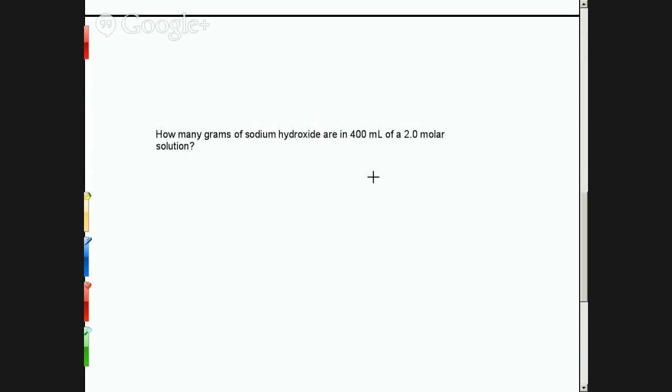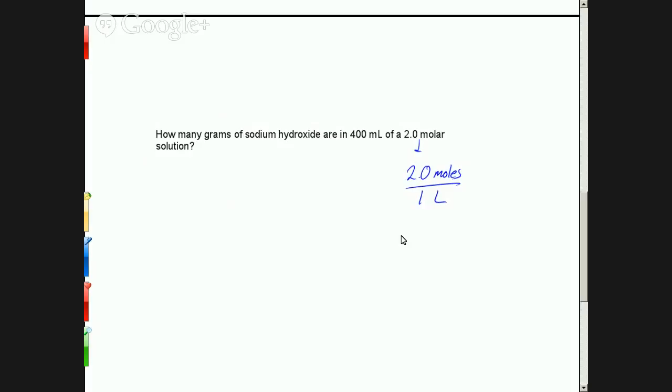Right. So a 2 molar solution tells us that we have 2 moles in every 1 liter of solution. But we don't have 1 liter of solution, we have 400 milliliters. So should we get more or less than 2 moles in our 400 milliliters of solution? Less, right? These are important things to think about, because here's a common mistake. We forget to convert milliliters to liters. So we say, okay, it's 2 moles per liter. We've got 400 milliliters, so we multiply 400 by 2 and we get 800 moles.